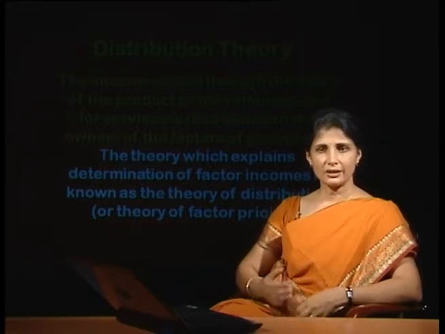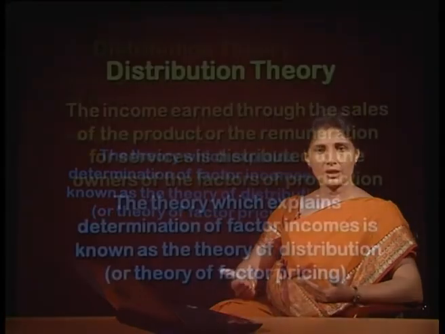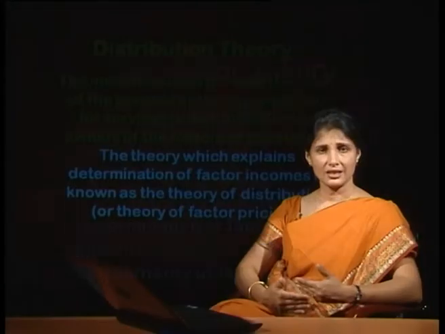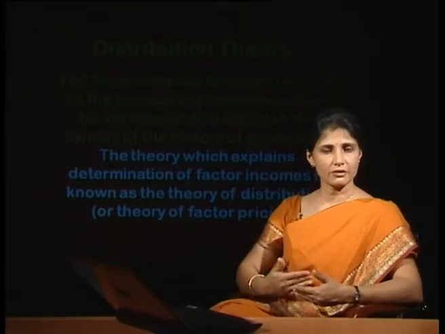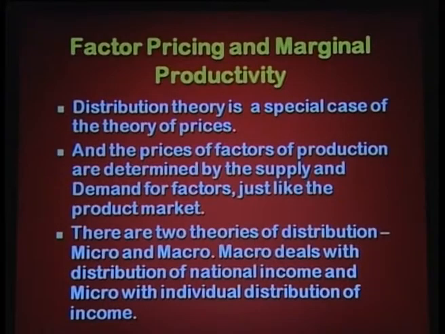Now, basically in economics we have 2 branches, micro and macro. When we say income earned in aggregate, or macro, we say theory of distribution, and when we make it a part of microeconomics, we say that it is the theory of factor pricing. Now, factor pricing and marginal productivity. Distribution theory is a special case of the theory of prices, and the prices of factors of production are determined by the supply and the demand for factors, just like the product market.